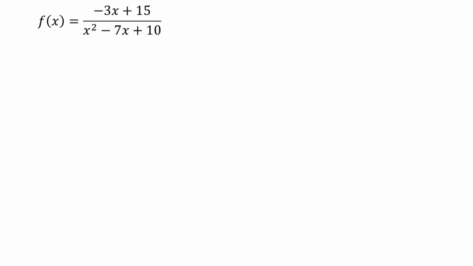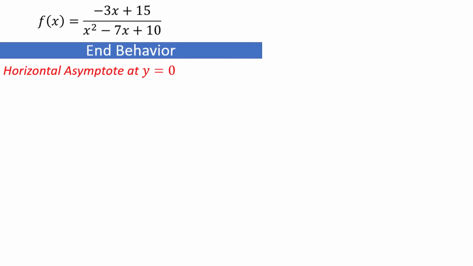Okay, one last problem. Say we have f of x is equal to (negative 3x plus 15) divided by (x squared minus 7x plus 10). This graph will have a horizontal asymptote at y is equal to 0, which is the x-axis, since the degree of the denominator is larger than the degree of the numerator.